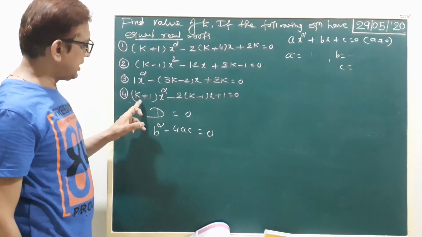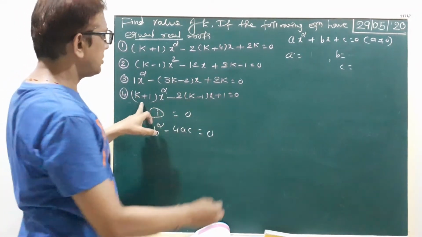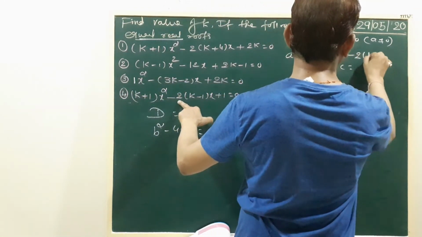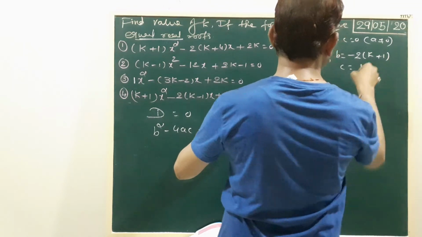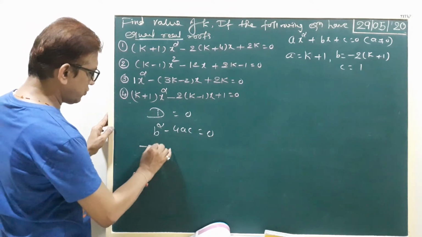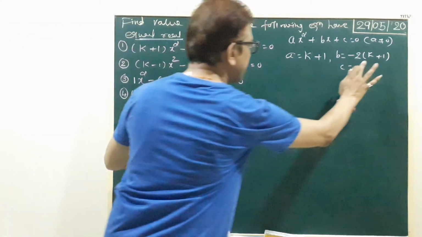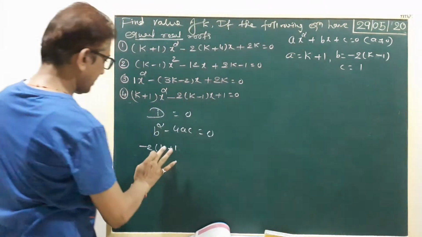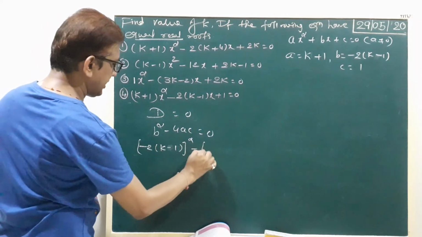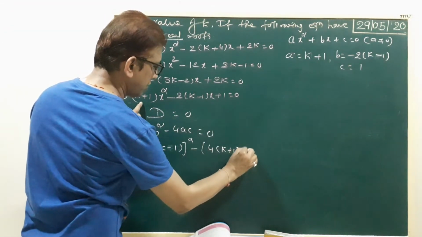Now fourth question: (k+1)x² − 2(k−1)x + 1 = 0. Compare with the standard equation. So a = k+1, b = −2(k−1), and c = 1. Now D = 0, so b² − 4ac = 0. Here b = −2(k−1). Clear? b² − 4ac, with a = k+1 and c = 1.